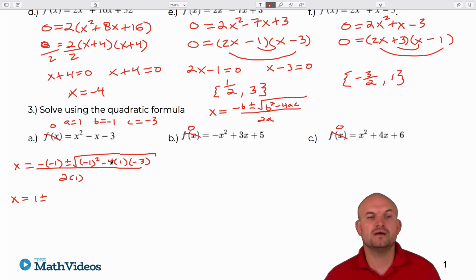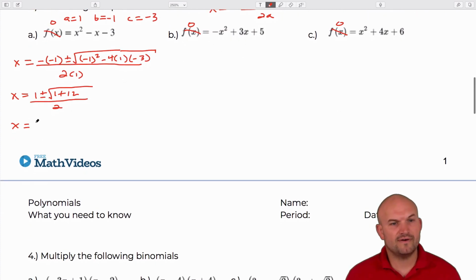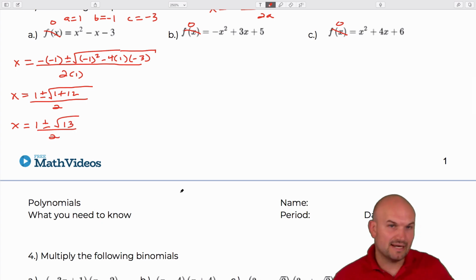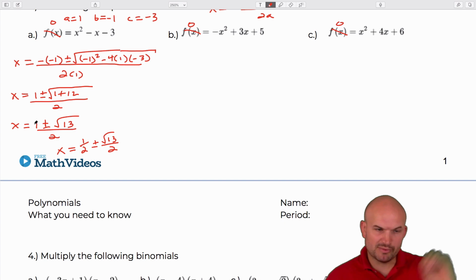-4 times 1 is -4 times -3 is going to be a positive 12. So it's going to be square root of 1 plus 12 all over 2. And then if we just simplify that under the radical, we would have 1 plus or minus the square root of 13 over 2. Now, depending on your teacher, depending on how the question is asked, you might need to simplify this. You could also write this as, x equals 1/2 plus or minus the square root of 13 over 2. So you can distribute that to both of them.